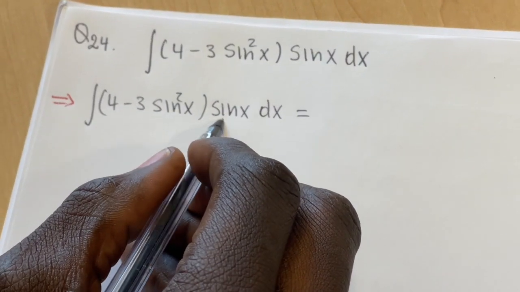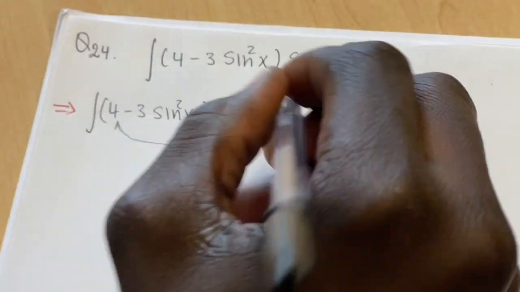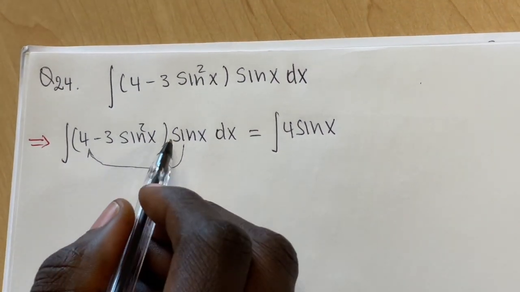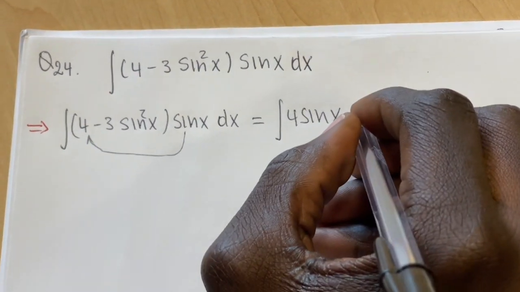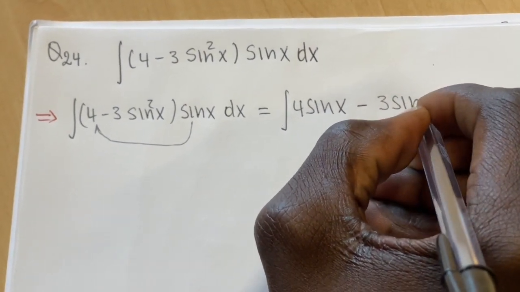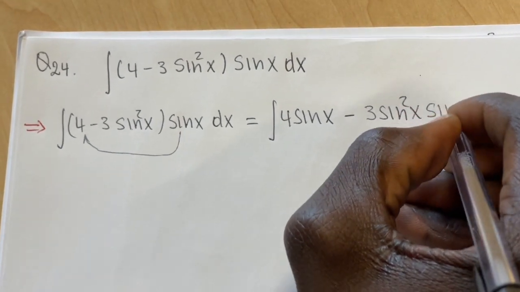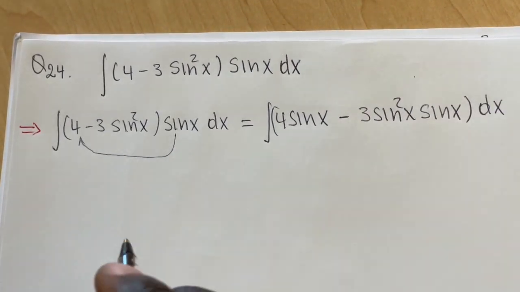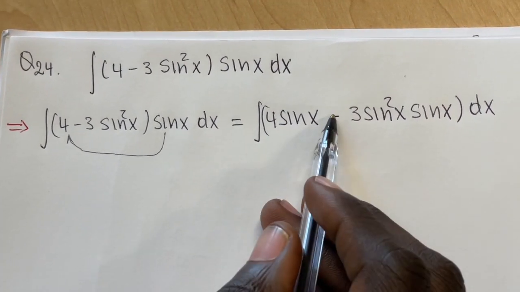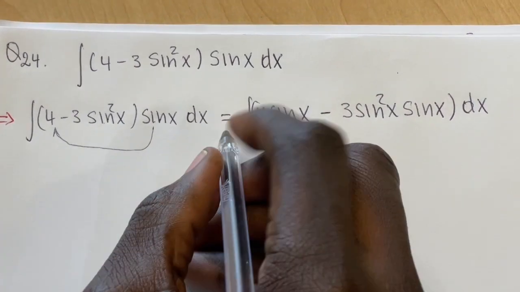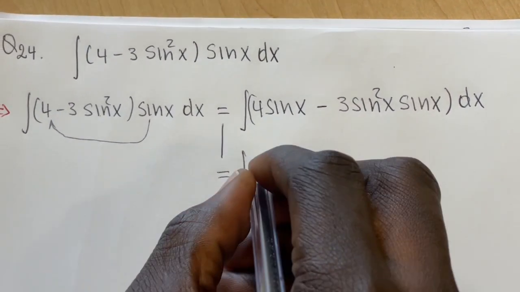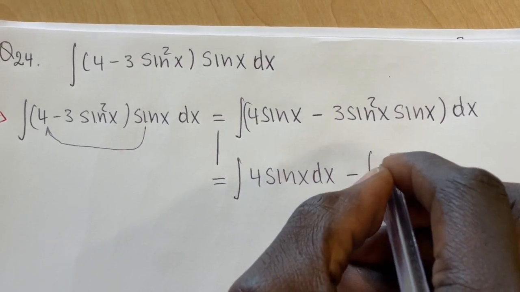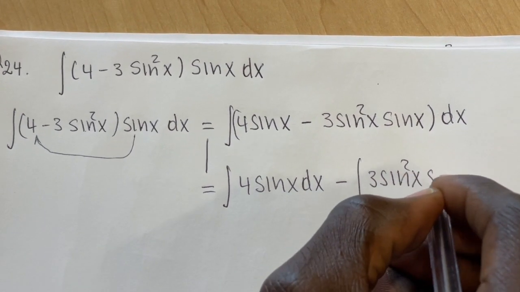I'm going to take this sine, this part is going to multiply this 4. So I'm going to have 4 sine of x. And then I'm going to take this to multiply there. I'm going to have minus 3 sine square x sine x, and then everything now is dx. Guys, remember when we have integration of a sum or a difference, you can put them individually. So this can also be integral of 4 sine of x dx minus integral of 3 sine square x sine x dx.